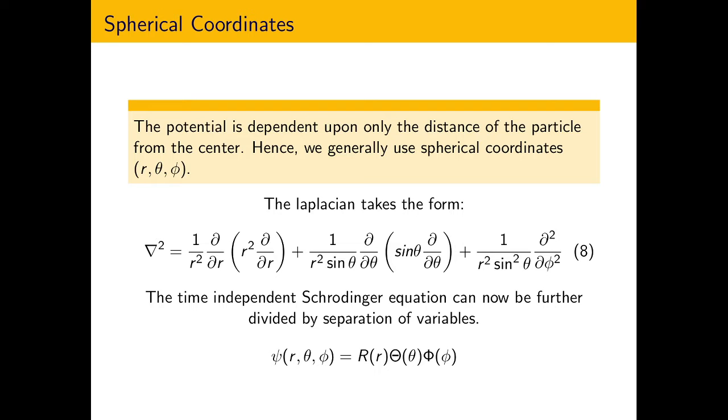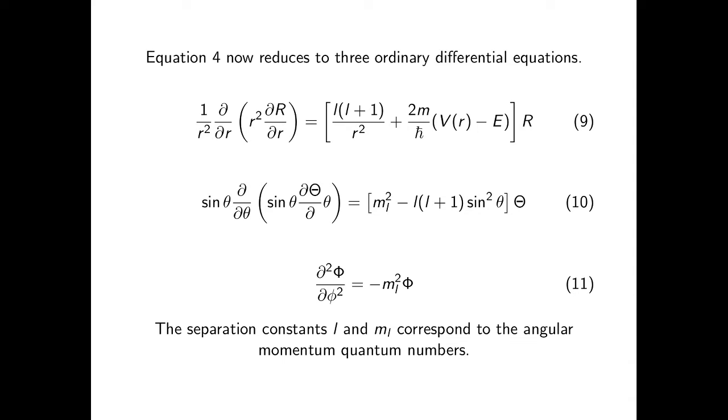Which we can separate even further than before by putting R of r, Theta of theta, and Phi of phi. Okay, so now equation 4 just reduces to 3 ordinary equations. 1 by r square, dou by dou r into r square, dou by dou r, which is equal to 2m by h cross square into V of r minus E into R.